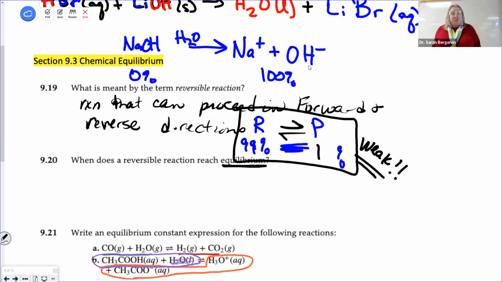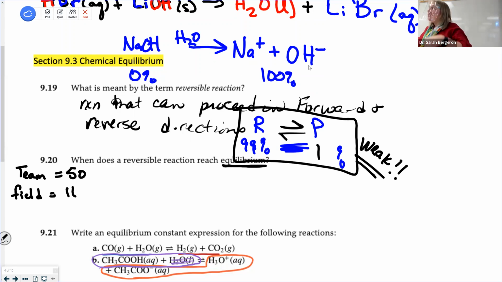Let me give you a different example. Now, bear with me, I'm going to give you a sports analogy. Football, right? How many people are on a football team? The whole team. A lot. 50, right? Of those 50, how many can be playing at any given time? So how many can be on the field? Only 11. So how many are on the bench? 39, right?